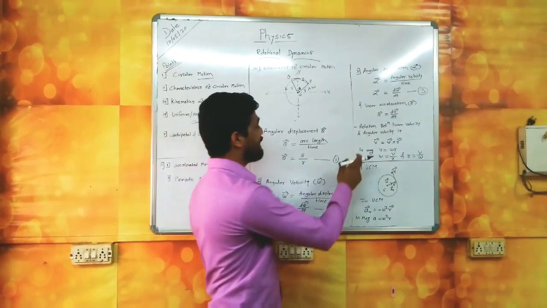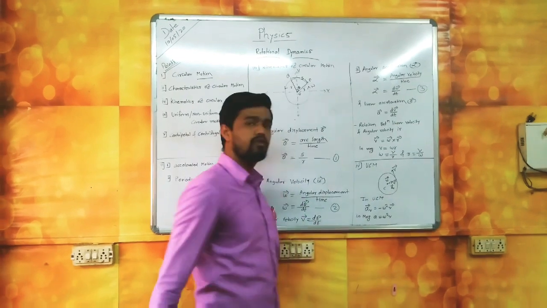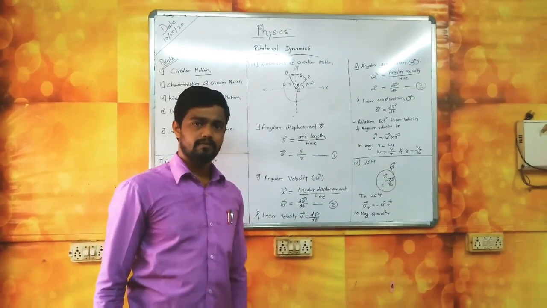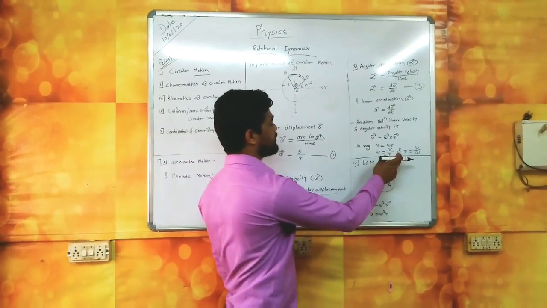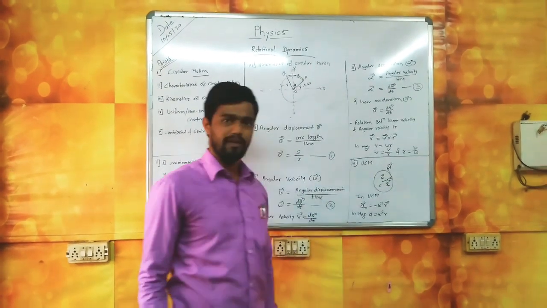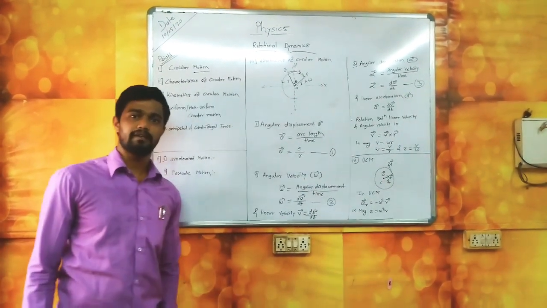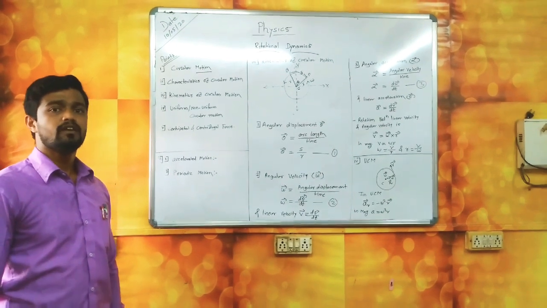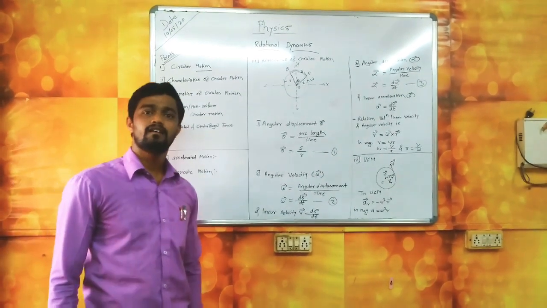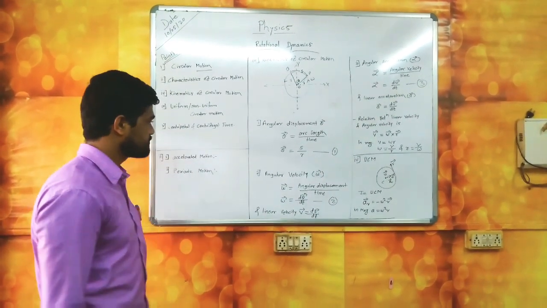So you get in magnitude v is equal to omega r. So omega is equal to v upon r, and r is equal to v upon omega. This is your third point. It's completed. Now for the fourth point: uniform circular motion and non-uniform circular motion.